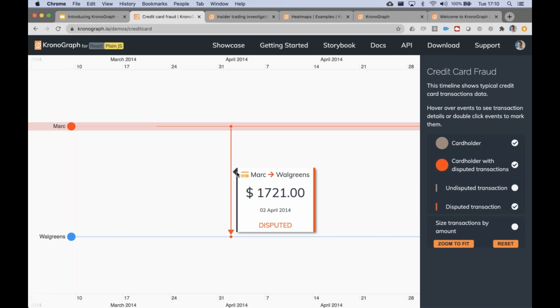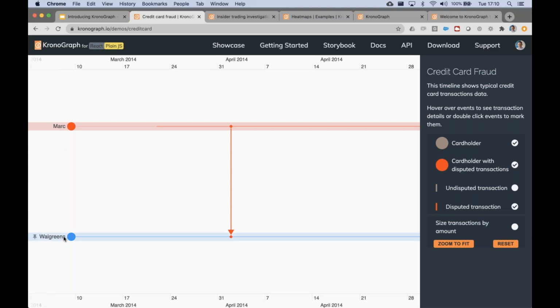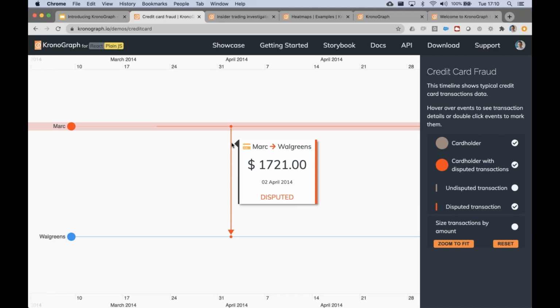So this is what we call an event. Events are what appear on our timeline. And events often, not always, but often refer to specific entities, people, stores, in this case, Mark and Walgreens. This is an event which connects Mark and Walgreens at a specific point in time.